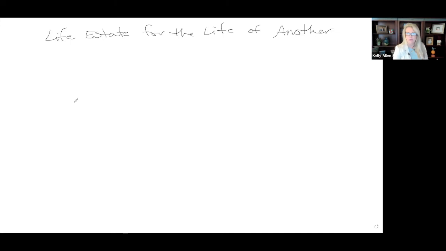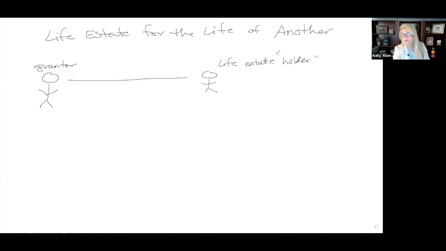How does it work? Why would you do it? Well, first, let's talk about the mechanics of it, and then we'll talk about the why. I'll see if I can give you a story, a scenario. When you have a life estate for the life of another, again, you have someone who owns the property, and they are going to grant a life estate to someone else. So you have a grantor, the grantor is the owner, and they are going to offer a life estate to this person over here. We'll call that person the life estate holder. You might say life estate tenant, but I don't want to confuse you if you are a renter.